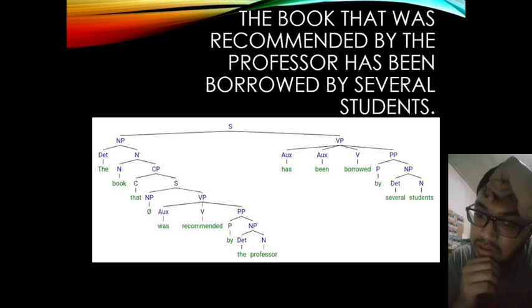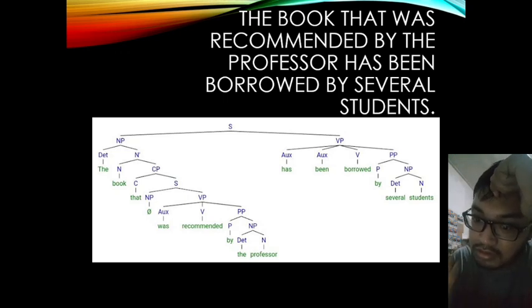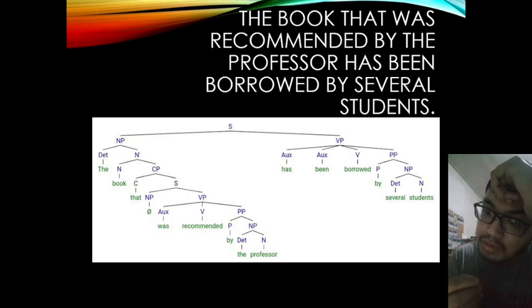The word that functions as a complementizer, introducing a clause where the book is the object of the verb recommended.